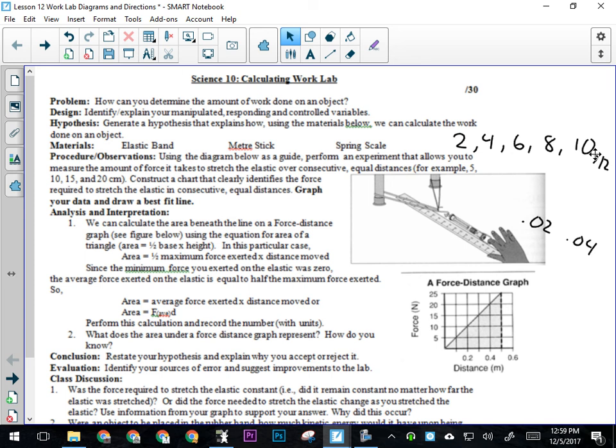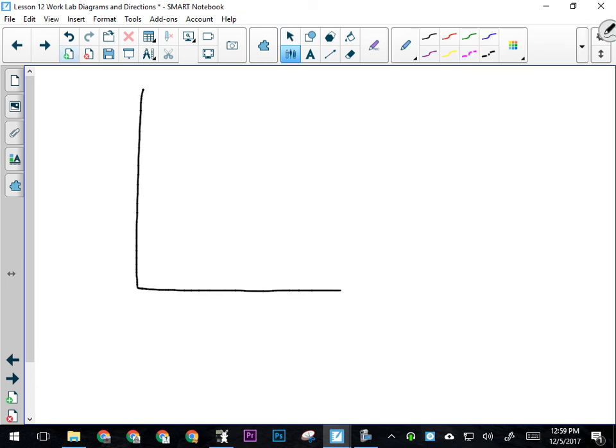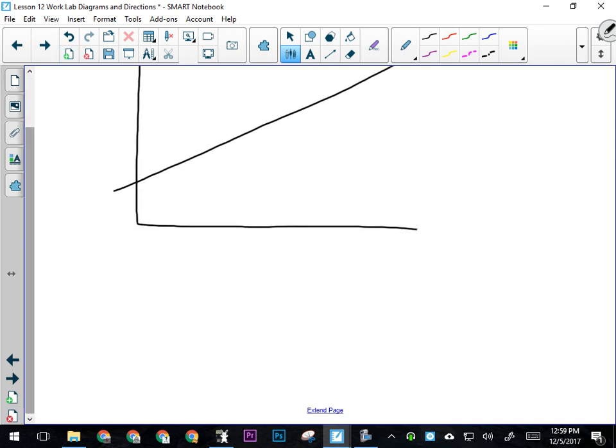With that graph, you're going to paste that graph in here. What you're going to do is the calculation listed here in number 1. You're going to calculate the area under the line. Now there's a couple of ways that your graph might look. Your graph could look kind of like your need for speed graph did. It could look like this, depending on your data. Or it could also look like this.